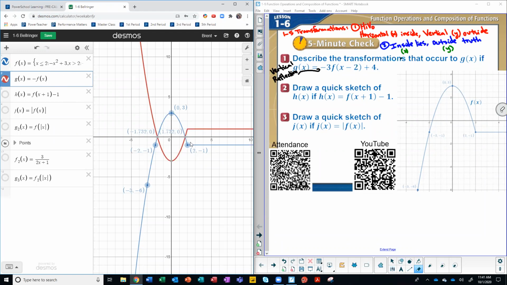There's taking a negative. So all the y values just swapped. So this point got shifted up, this point got shifted up, this point got shifted down, this point got shifted up. The graph just reflects vertically. That's what a negative in the front does. So it's a vertical reflection, and we talk about what axis it crosses over.